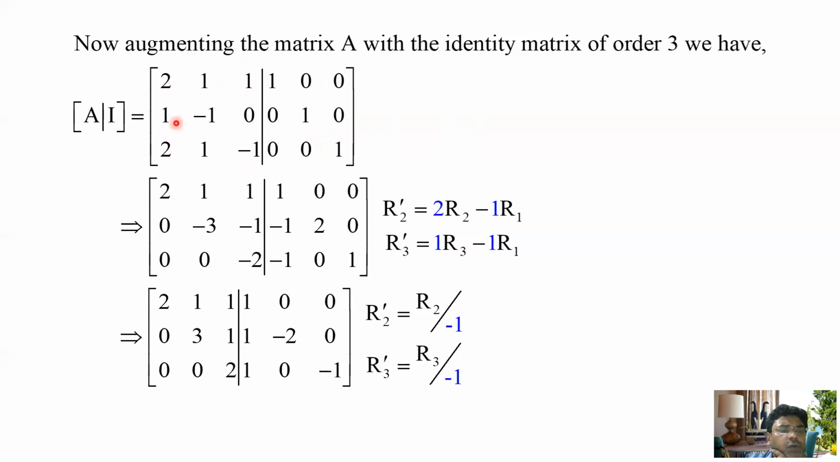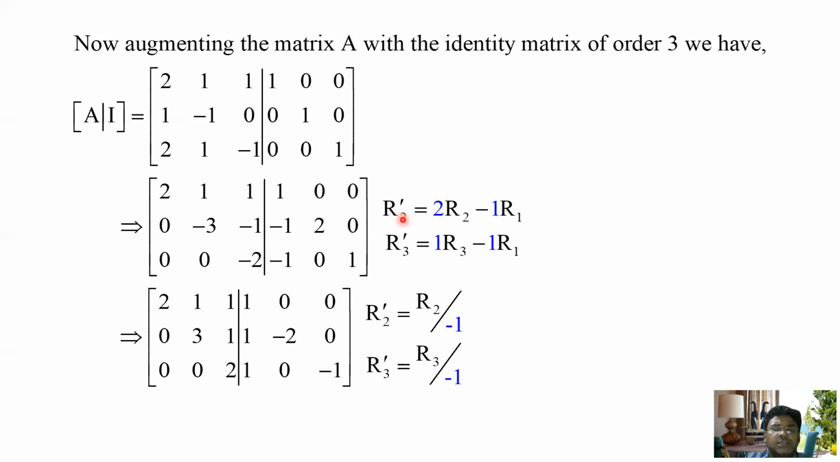Our target is to convert this number, which you are already familiar with from the Gauss elimination method. Our target is to convert this to 0 and this to 0. Then write R2' equals R2', meaning new R2. First write down this line as a whole, considering this as a single matrix: 2 1 1 1 0 0. The first row is fixed. Which row do you want to change? R2. This row you want to change.